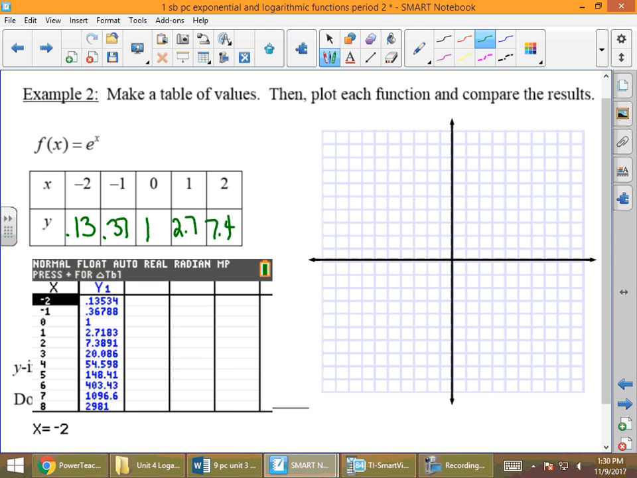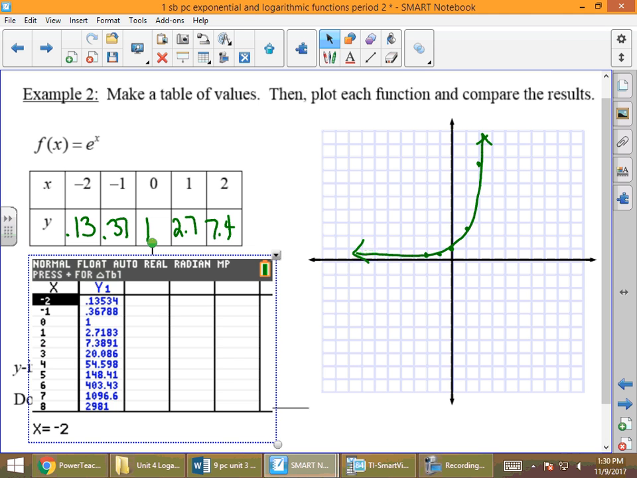Just copying them off of that table, but the key is, do you know how to type it in your calculator? So when we come over here and graph, we have -2, which is 0.13, -1, which is 0.37, 0, 1, 1, 2.7, and 2, 1, 2, 3, 4, 5, 6, 7.4. And there's a function. And we saw the picture a moment ago.